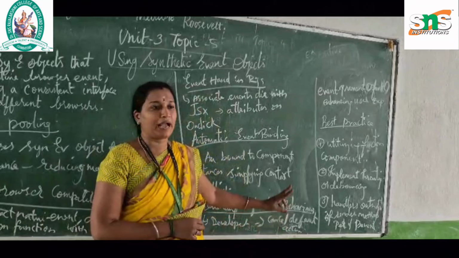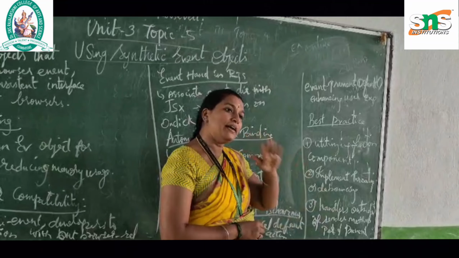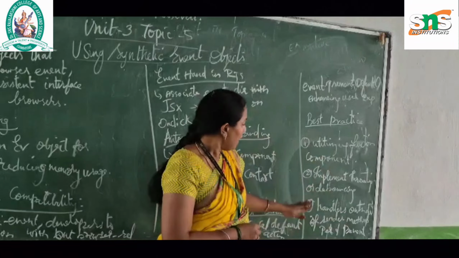Here we have seen three types of best practice. The first one is utilizing functions with the components, and the second one is implementing debouncing. What is the meaning of debouncing? It means to ban and reject; that is called debouncing. And the third thing is that handlers go outside the render method. The render method will prevent and perform all the details along with the synthetic event.